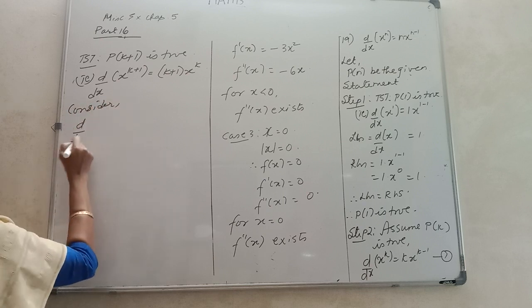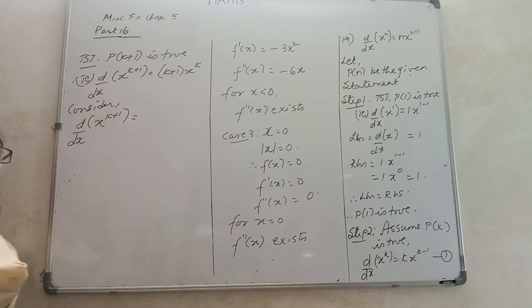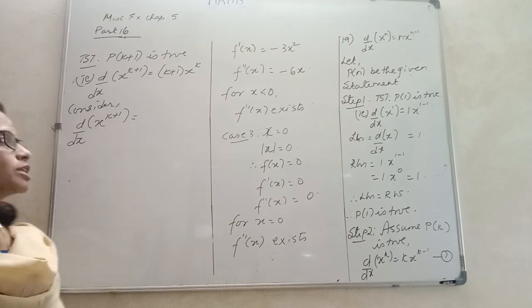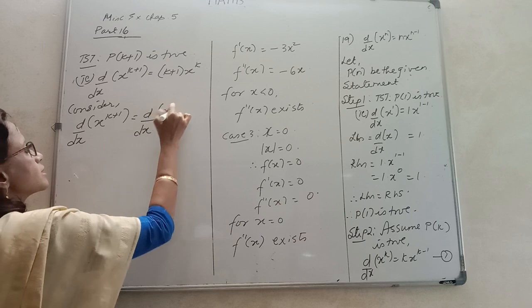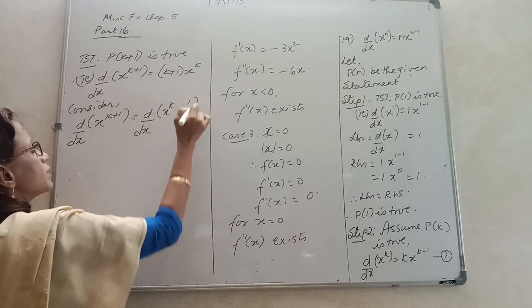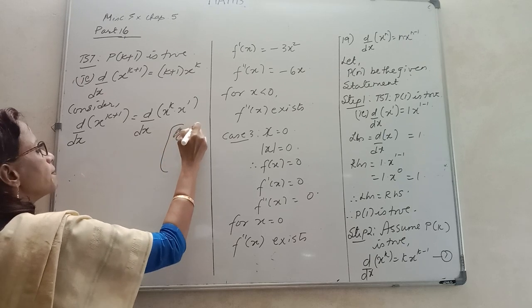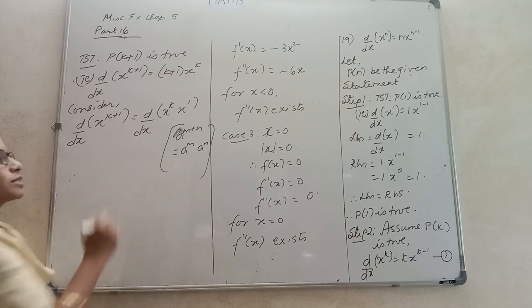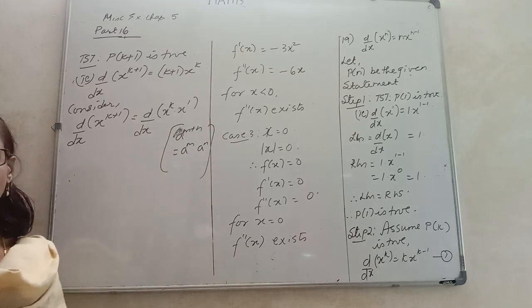d by dx of x raised to k plus 1. We all know by the law of exponents that a raised to m plus n is a raised to m into a raised to n. So there is no harm in writing this as d by dx of x raised to k into x raised to 1. We got this by the law that a raised to m plus n is always a raised to m into a raised to n. So we've got x raised to k into x raised to 1.